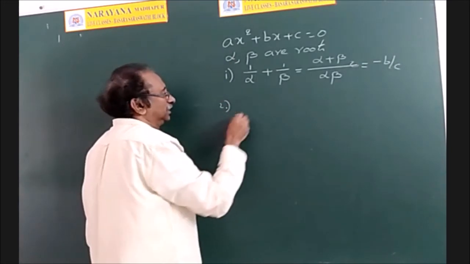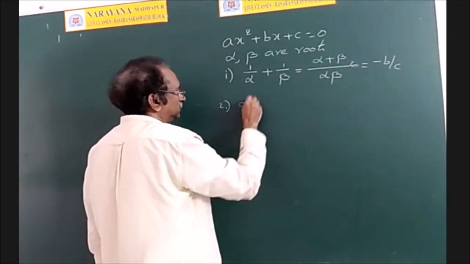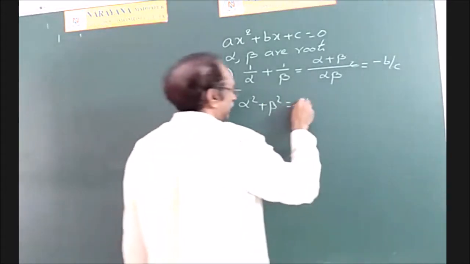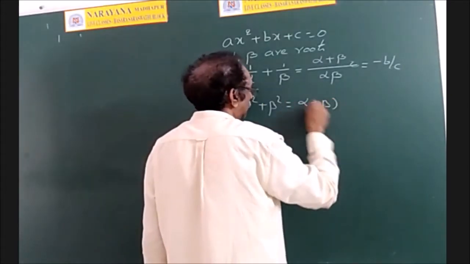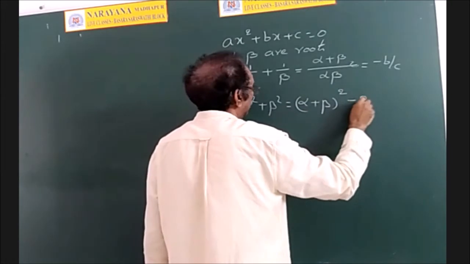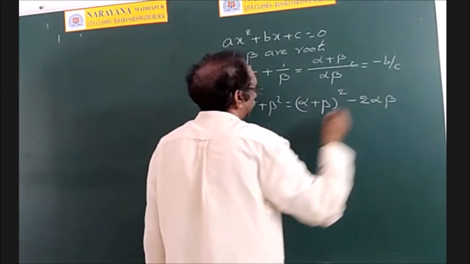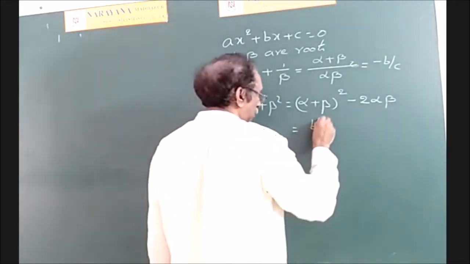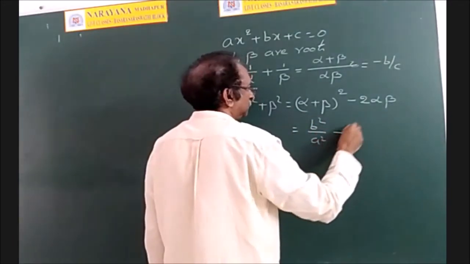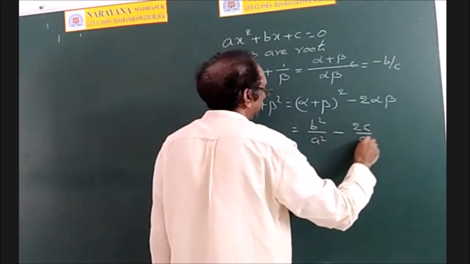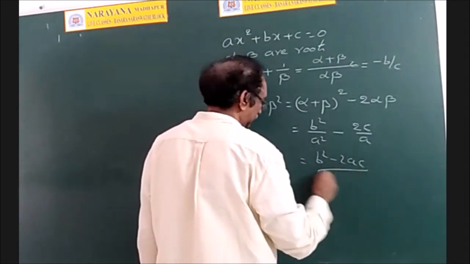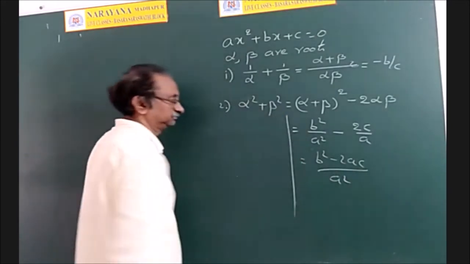And similarly, suppose alpha square plus beta square is asked. We will write this in terms of alpha plus beta whole square minus 2 alpha beta. And immediately it is minus b by a whole square minus 2c by a. And therefore it is b square minus 2ac by a square.